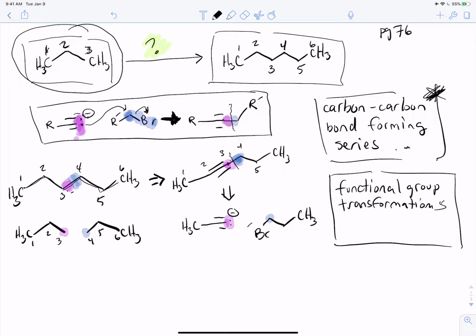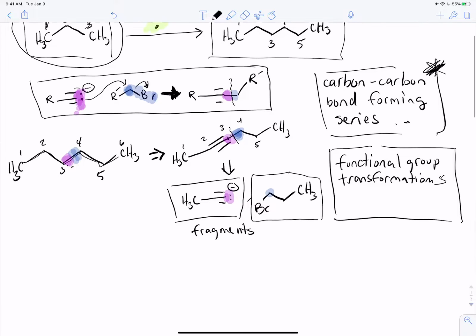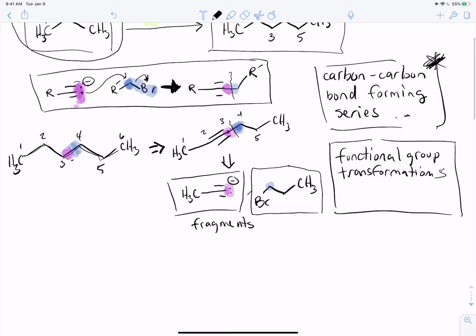This procedure that I've done, and you don't have to do this part if you don't want to, takes me back to the point where I don't need to think about carbon-carbon bond forming reactions anymore. Now I have two fragments, two carbon fragments, I guess you could say. And now I can split those up into two separate synthesis problems.